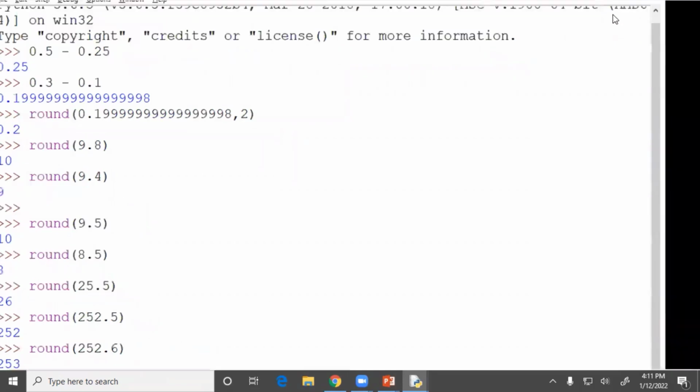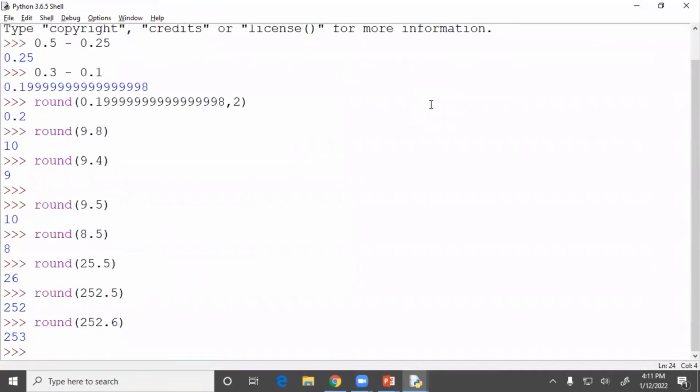Clear? Yes, Muhammad, go ahead. But the border is on number 5. Yes, that's exactly what I'm saying. Yes, we're going to talk about this in a second.